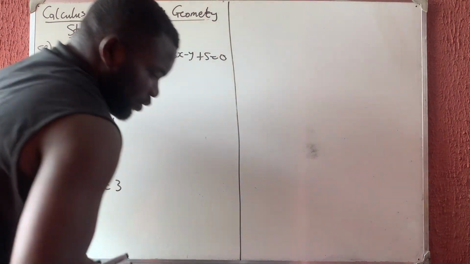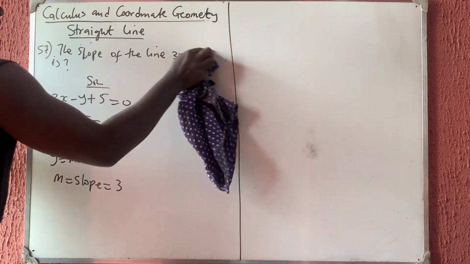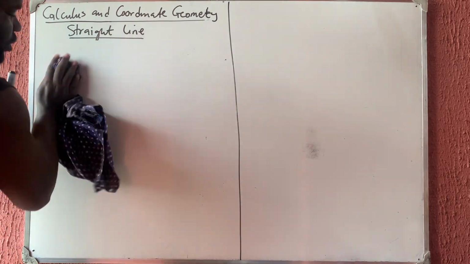The slope is 3. So we'll go to the next question, which is question number 68.